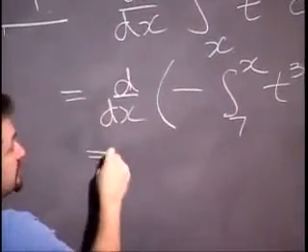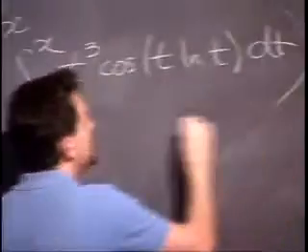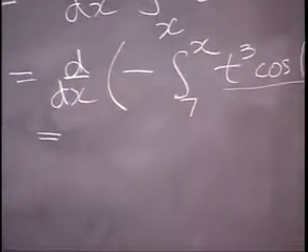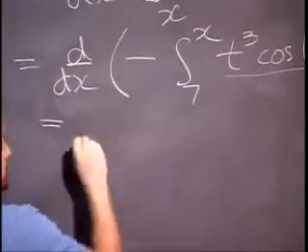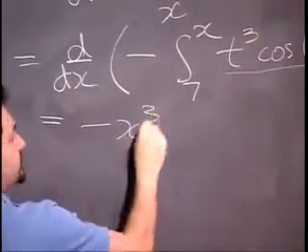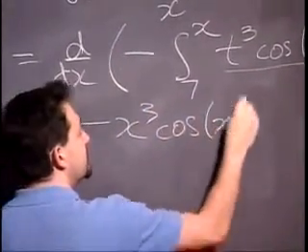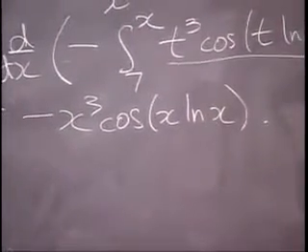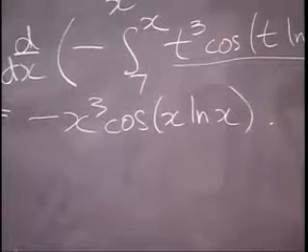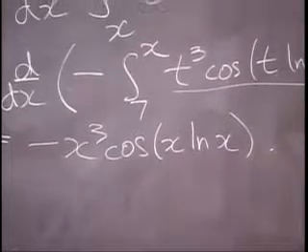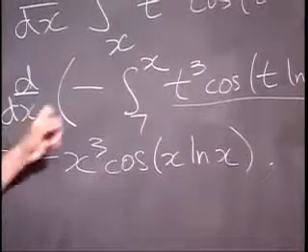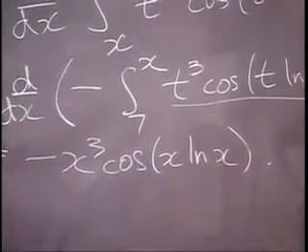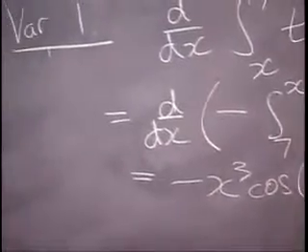Of course, I've got a minus, but that just comes straight out through the derivative. And so now I can just take this integrand, change t to x. Don't forget about the minus, and I get minus x cubed cosine x log x. Not plus c and no t. It's all x. So the only difference in variation 1, where the variable's on the left-hand endpoint, you've got to switch the bounds but introduce a minus sign.